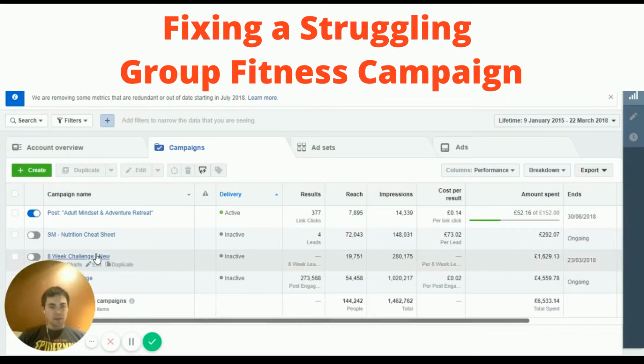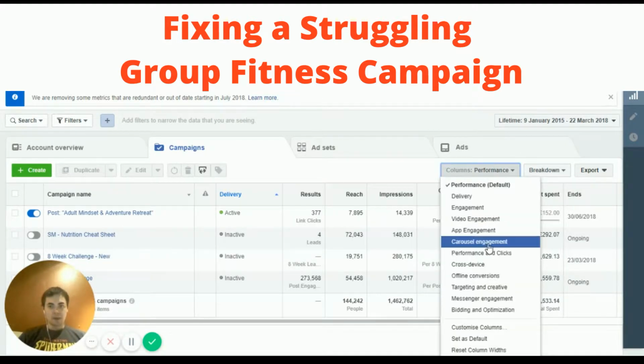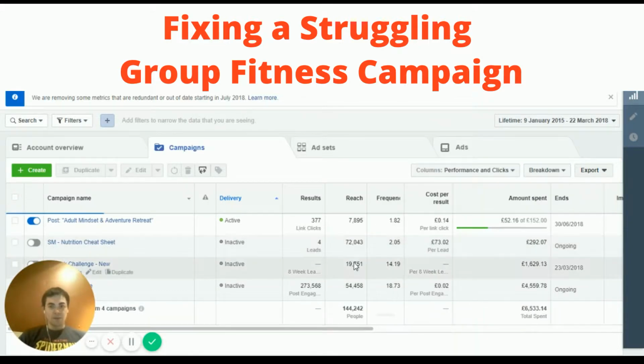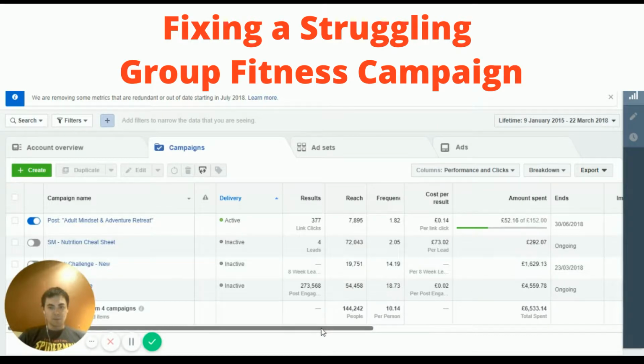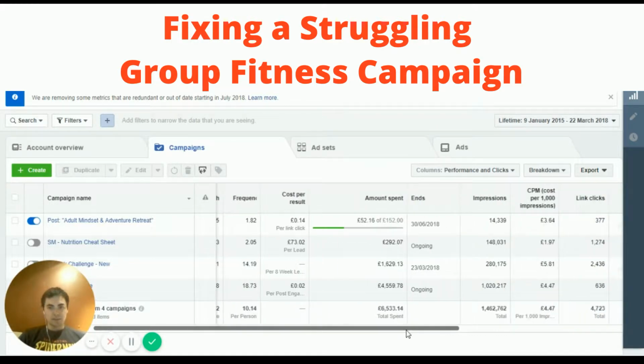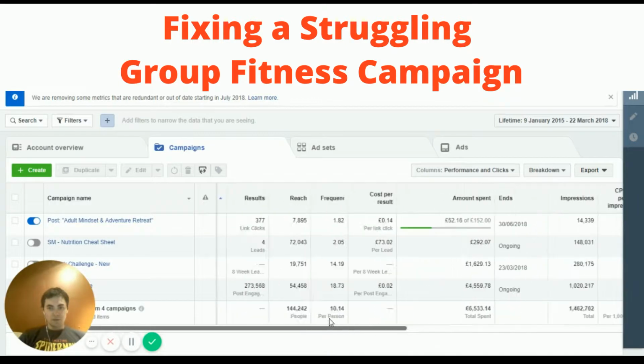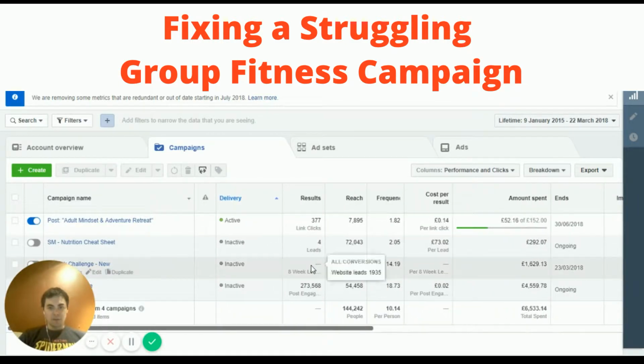So let's look at your 8-week challenge here. There's an 8-week challenge offer. It's not showing any leads from that, so that could be a tracking issue. I find it hard to believe that almost 20,000 people saw it and no one signed up. So there's obviously, it says website leads 1935. So that's probably clicks, and not that many people have signed up. So maybe it's not being tracked properly.